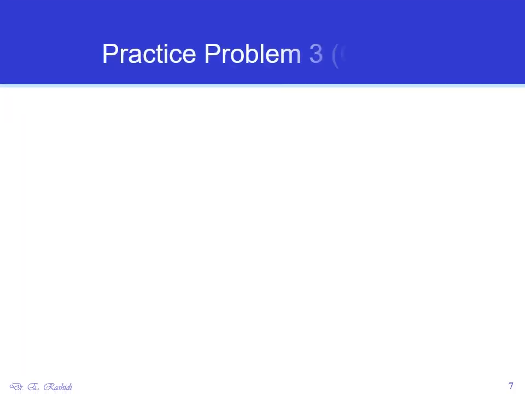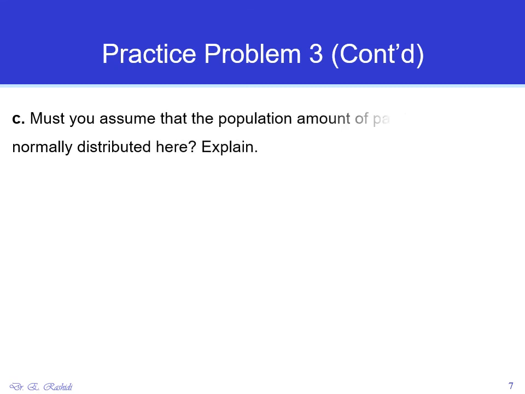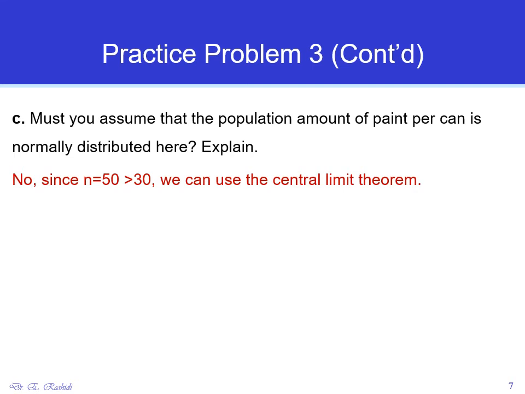Next part of the question. Must you assume that the population amount of paint per can is normally distributed here? Explain. So please pause, answer this question, and then come back to see the solution. So let's see the solution. So here we don't actually need to assume the population is normally distributed because we can use the central limit theorem as the size of the sample is 50, it's greater than 30. So we don't need to make that assumption.